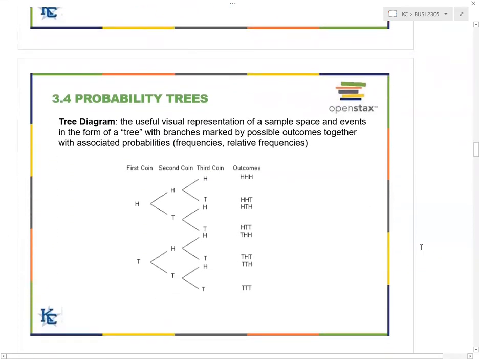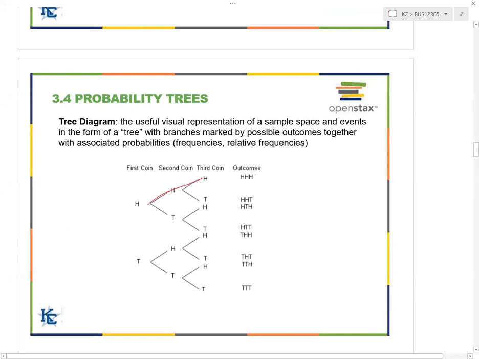All right. So 3.4 talks about two main ideas. The first one is probability trees. We often use probability trees to help us find sample spaces when it's a little difficult to visualize what the sample space might be. So here's an example, if we flipped a coin 3 times. We could get heads or tails the first time. And then the second time, regardless of whether we got heads or tails the first time, we could get heads or tails. And then the third time, regardless of the first 2, we could get heads or tails.